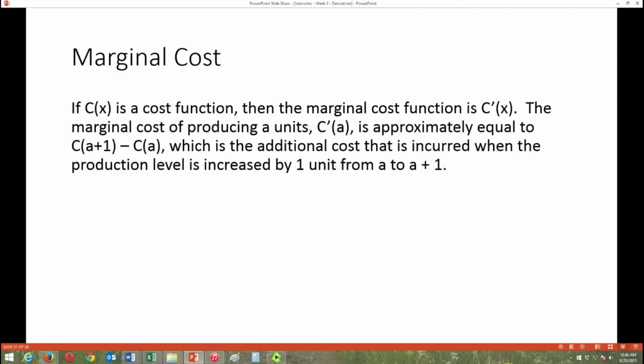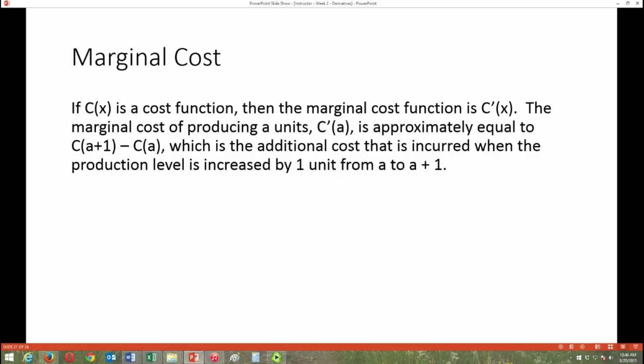Let's look at a concept called marginal cost. If C of x is a cost function, please note that this is important to pay attention to because we will carry this concept forward and also study marginal revenue and marginal profit. By definition, if C of x is a cost function, then the marginal cost is C prime of x.